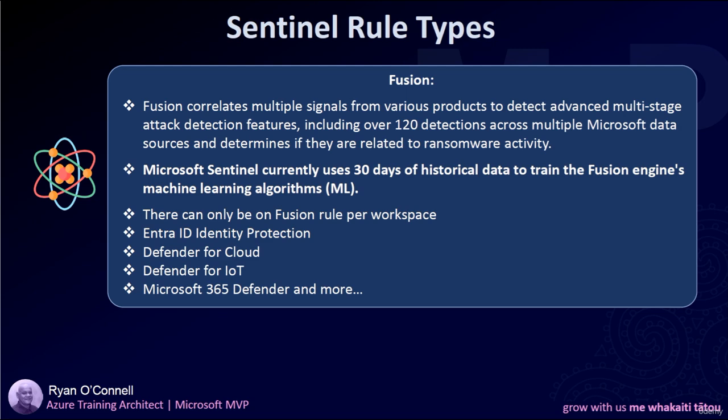Then we have our fusion rule. Fusion correlates multiple signals from various products to detect advanced multi-stage attack detection features, including over 120 detections across multiple Microsoft data sources, and they determine if they're related to ransomware activity. Microsoft Sentinel currently uses 30 days of historical data to train the fusion engine, or the machine learning algorithm, to work with your system and to really make sure that you get protected. There can only be one fusion rule per workspace.